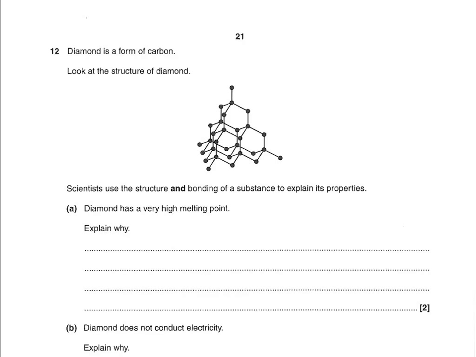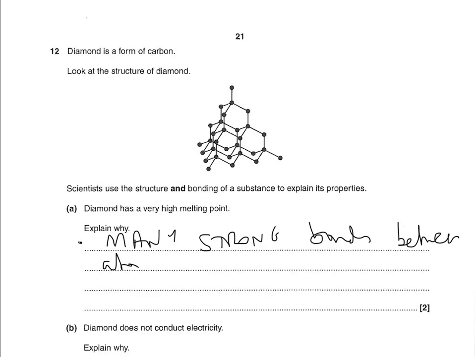So the next question is about diamond. There's a structure of diamond. And it says diamond has a very high melting point. Explain why. So the first thing is saying that it has many strong bonds. You could say that it has many covalent bonds between the atoms, but you must say it has many strong bonds between atoms. And then you've got to say that therefore it takes a lot of energy to break the bonds. So the first mark is for the strong bonds, and the second mark is for saying that it takes a lot of energy to break the bonds.